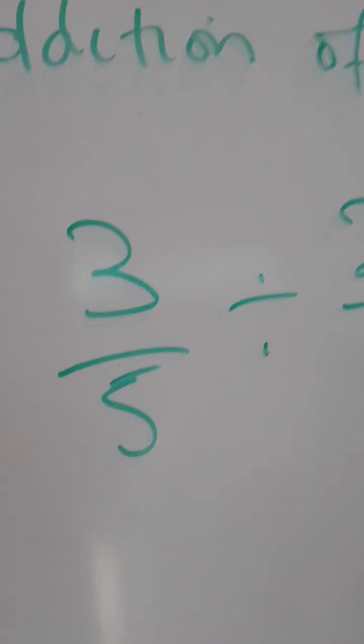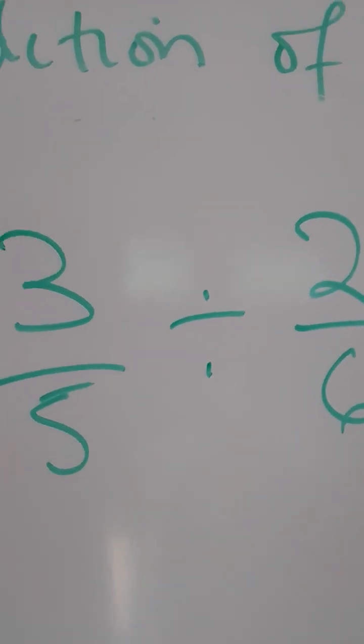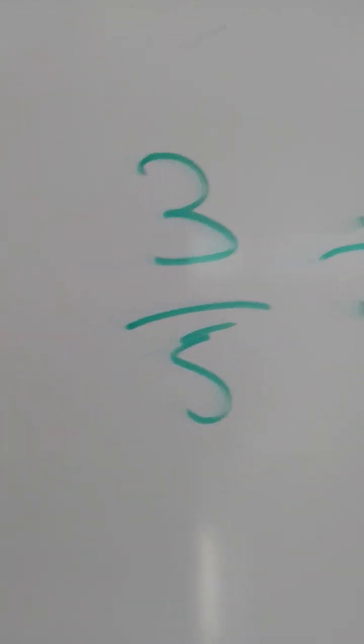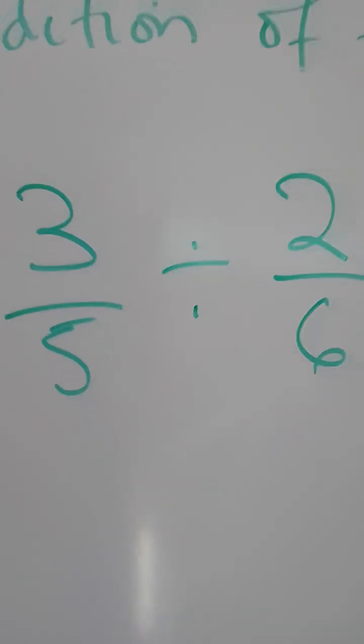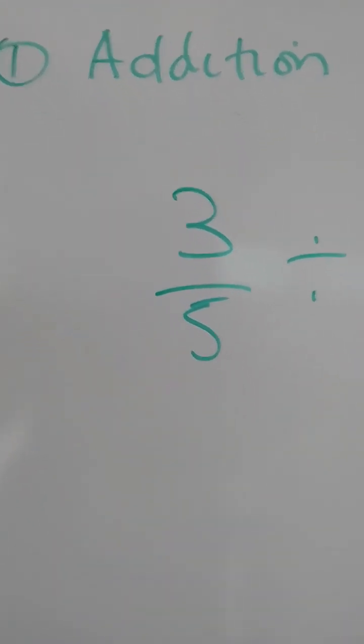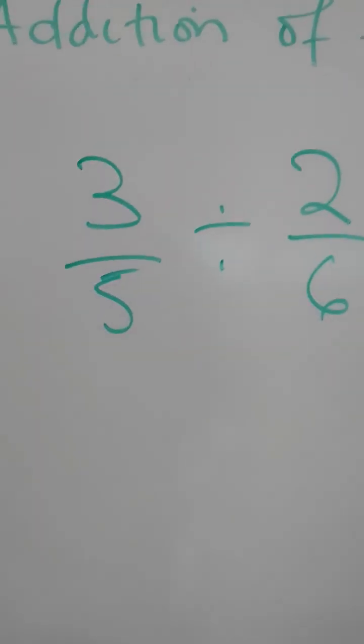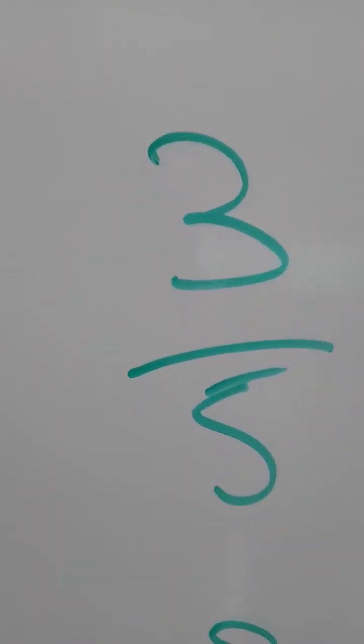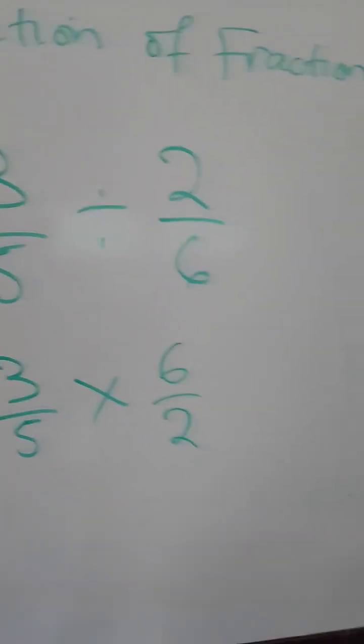Next one is division. I have 3 over 5 to be divided by 2 over 6. Now remember, I said whenever we have division, I am going to turn the second one upside down and multiply. What am I going to do? This one is called the divisor. I'm just going to tell you the second fraction. Turn the second fraction upside down and multiply. So if I rewrite this, I'm going to rewrite this as 3 over 5 times 6 over 2.